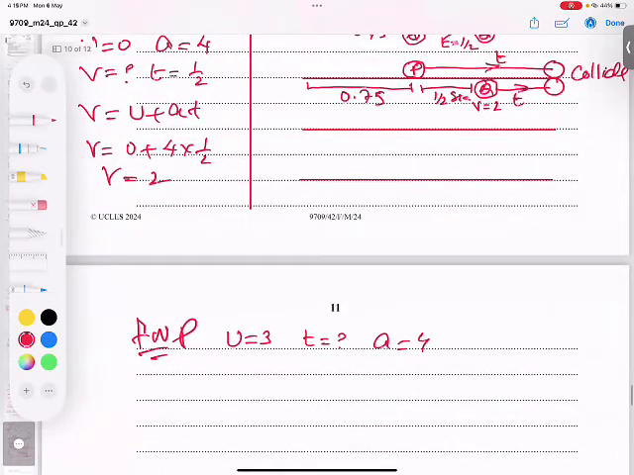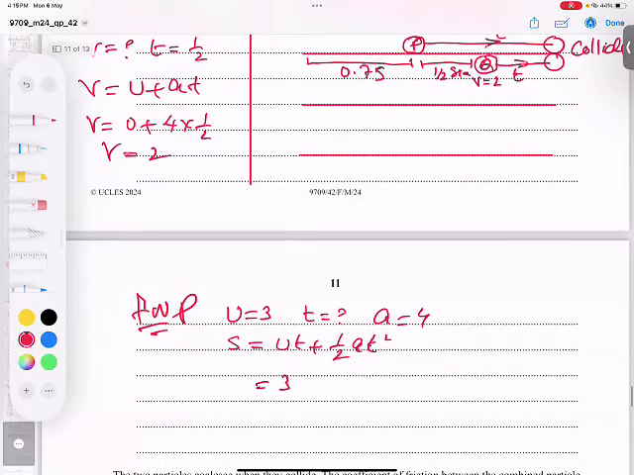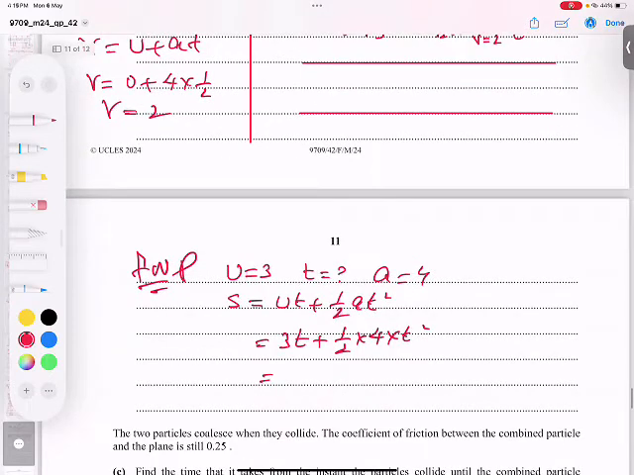So what is the formula? s equals ut plus half a t squared. u is 3, time I'm leaving as t, half times 4 times t squared. And I get finally 3t plus 2t squared. This is the distance by the P particle.